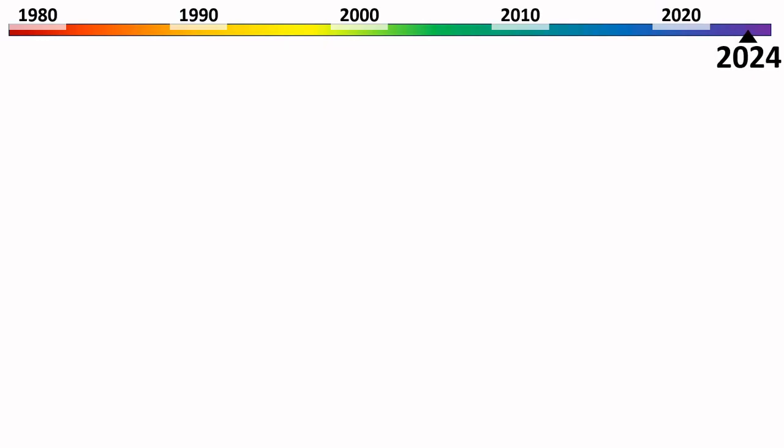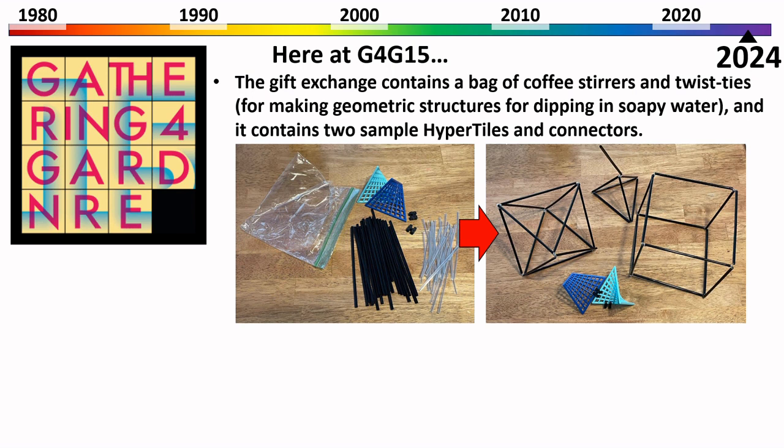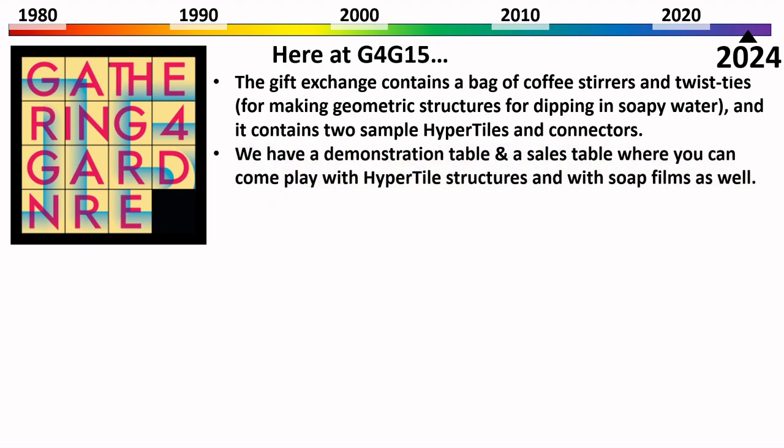So finally, here we are, 2024, Gathering for Gardner 15. And here I've got the gift exchange, which contains a bag of coffee stirrers and twist ties for making the geometric structures for dipping in soapy water. And it contains two sample HyperTiles and connectors. So if you're participating in the gift exchange, that's what you're getting from me. Along with a write-up of how to put the structures together, although I think you can figure that out for yourself. We also have a demonstration table and a sales table where you can come and play with the HyperTile structures and with the soap films as well if you want.